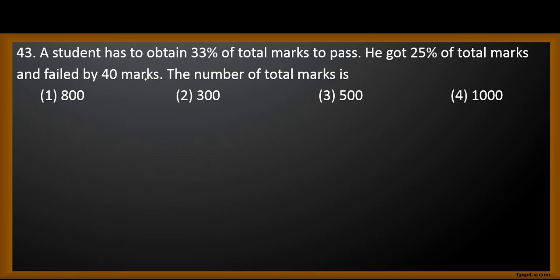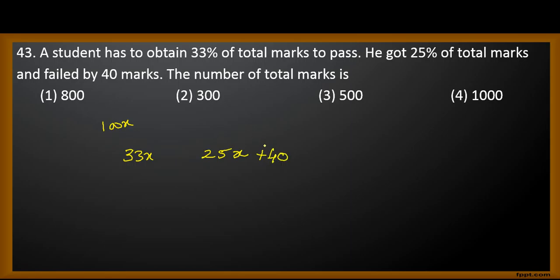A student has to obtain 33% of the total marks to pass. He got 25% of total marks and failed by 40 marks. The number of total marks is simple. Let us assume the total marks as 100x. Now what is the pass mark? 33x. But what did the student get? 25%, that is 25x, and he failed by 40 marks. It means the pass mark is 25x plus 40.